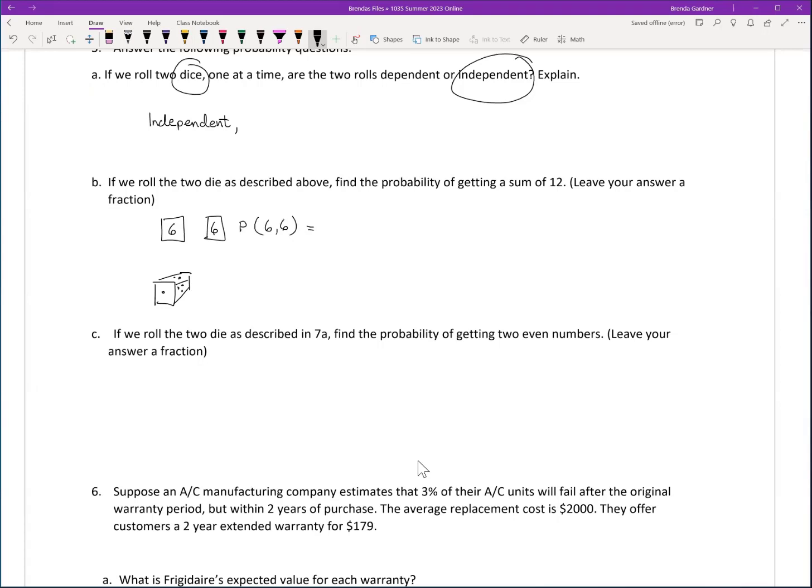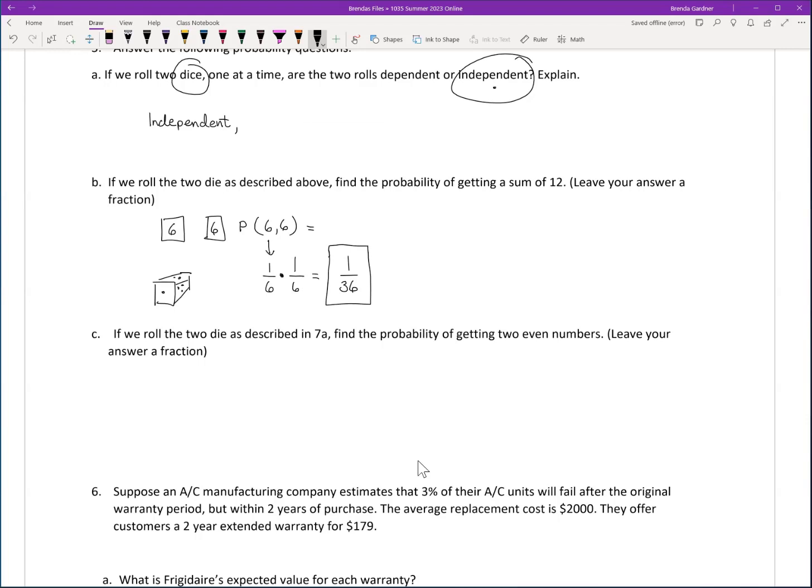So the probability of getting a 6 is 1 in 6. And we're going to multiply that, because it's independent, by the chance of getting another 6, which is 1 in 6. And so the probability of getting a sum of 12 would be 1 in 36 rolls, on average, by the law of large numbers. Okay.